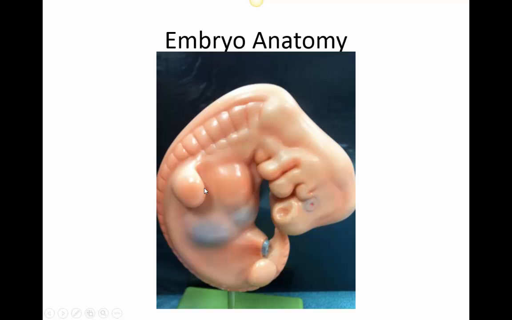And then the limb buds, here we can see a small arm. This is the limb bud that would develop into the arm, and this is the limb bud that would develop into the leg. And then we can also see the heart here. There's a 2-chambered heart. And then the liver is just behind that. So these 2 chambers are the heart and the liver.